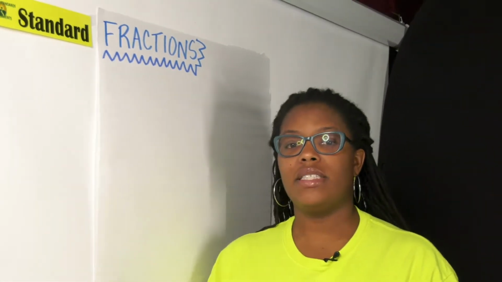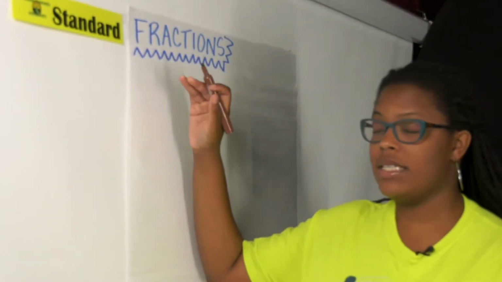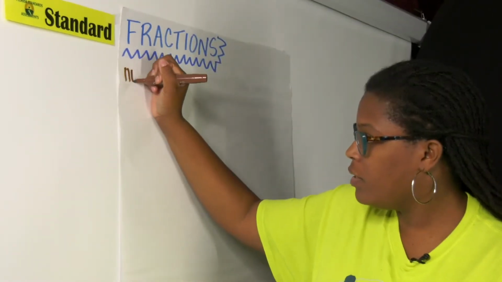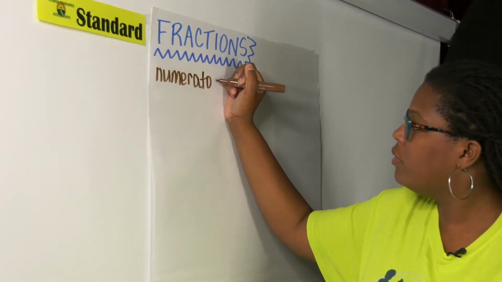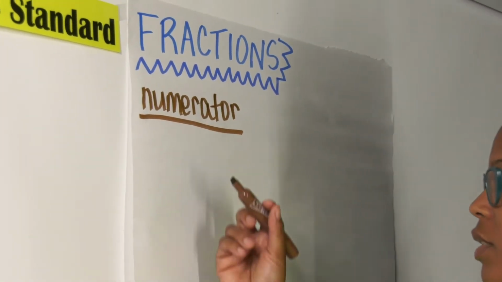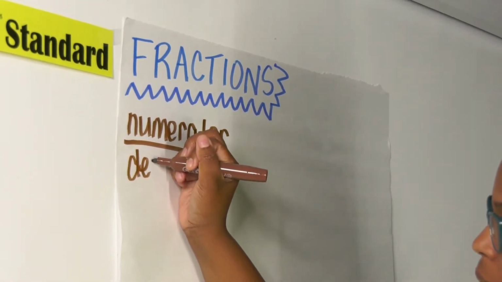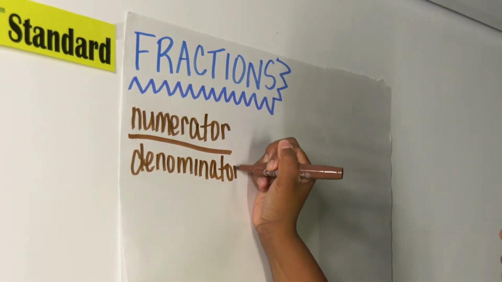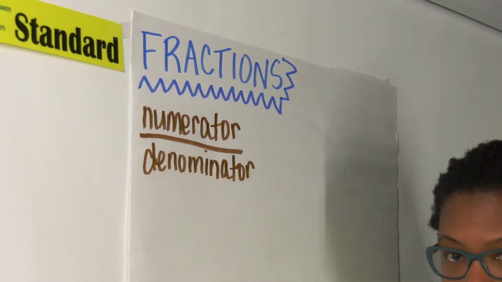All right, so fractions. A fraction, when it's written out, has a top and a bottom piece, but we don't call that top and bottom. This is the correct terminology. Numerator is the top half of a fraction. The number that's written up there is called your numerator, and the bottom is called your denominator. Okay, so we have a numerator over a denominator.